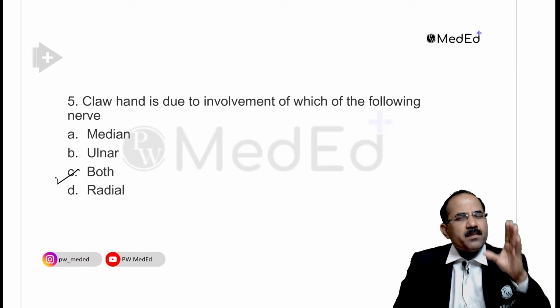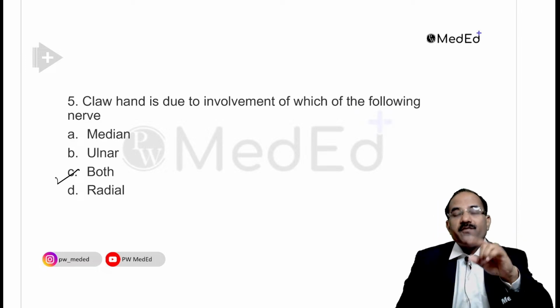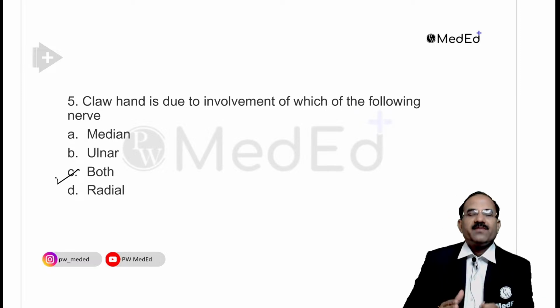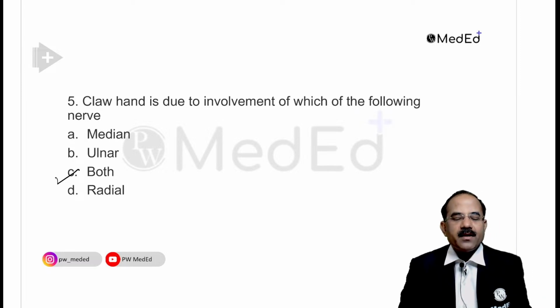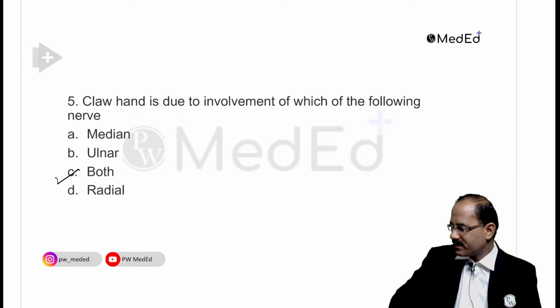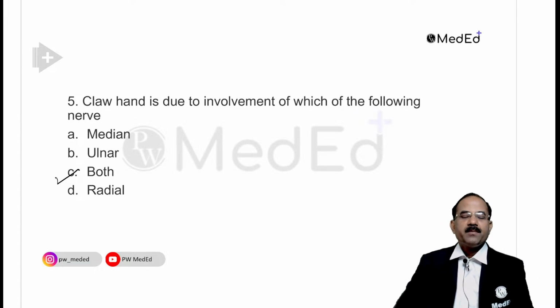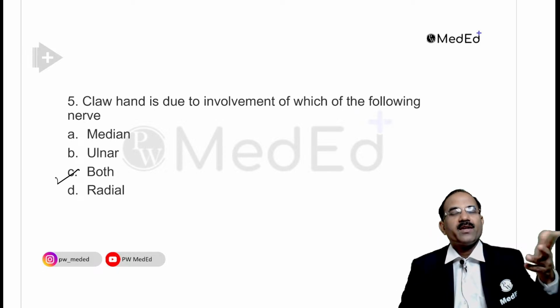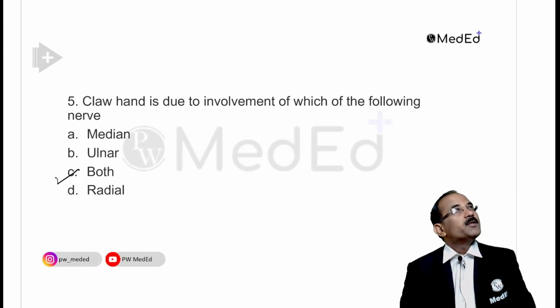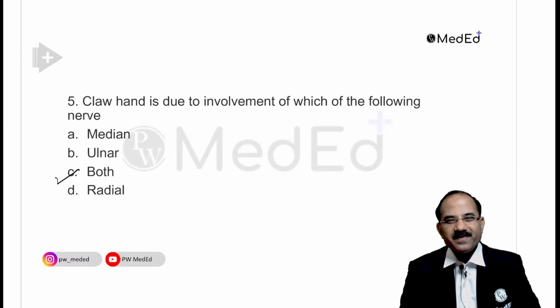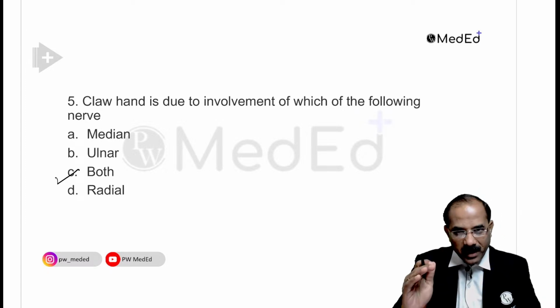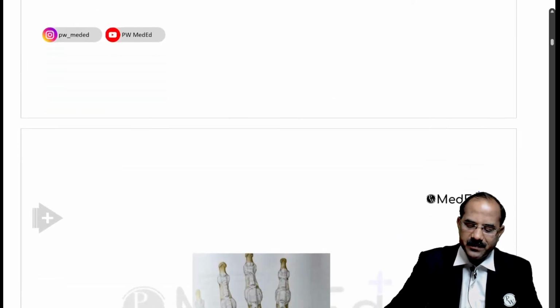You tell me which muscle is paralyzed which leads to claw hand. Which is that muscle which is responsible? Yes, very good. Children, speak up. Which muscle gets paralyzed, which results in claw hand? Which is that muscle? Come on. Are you following what I'm asking you?